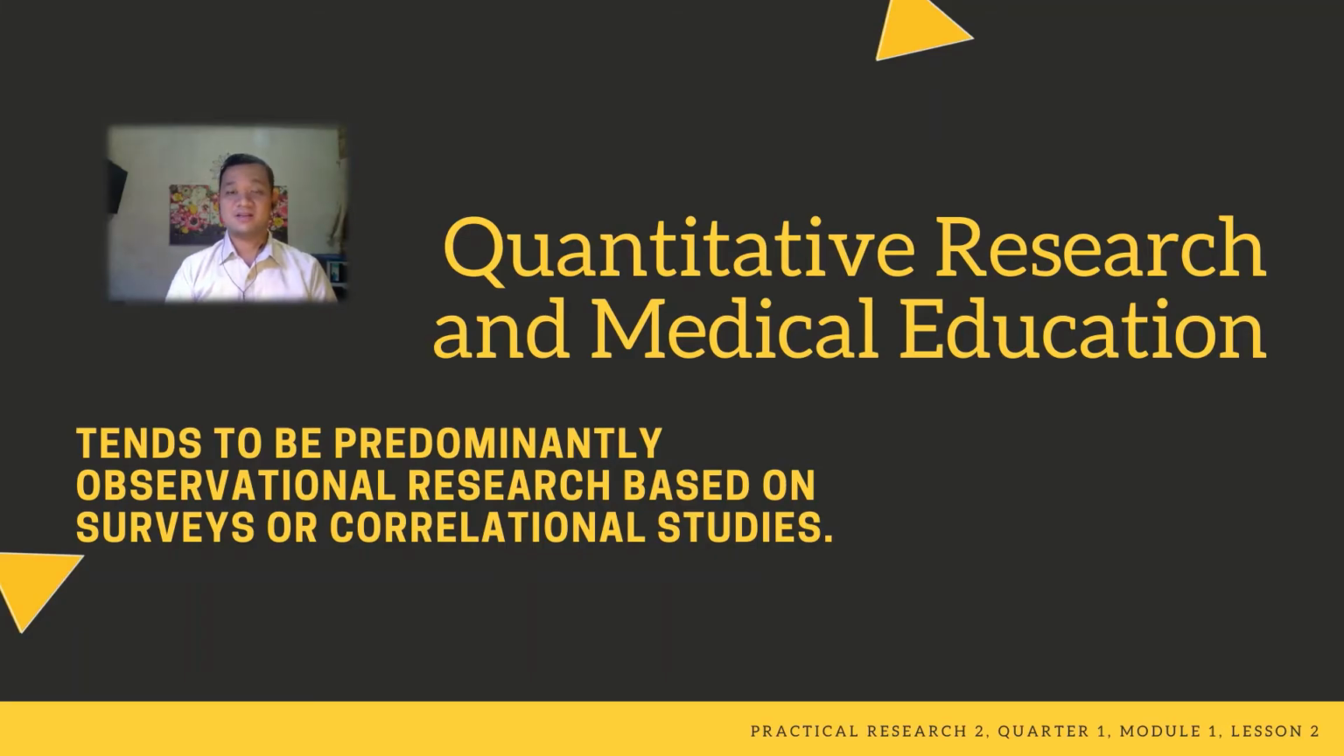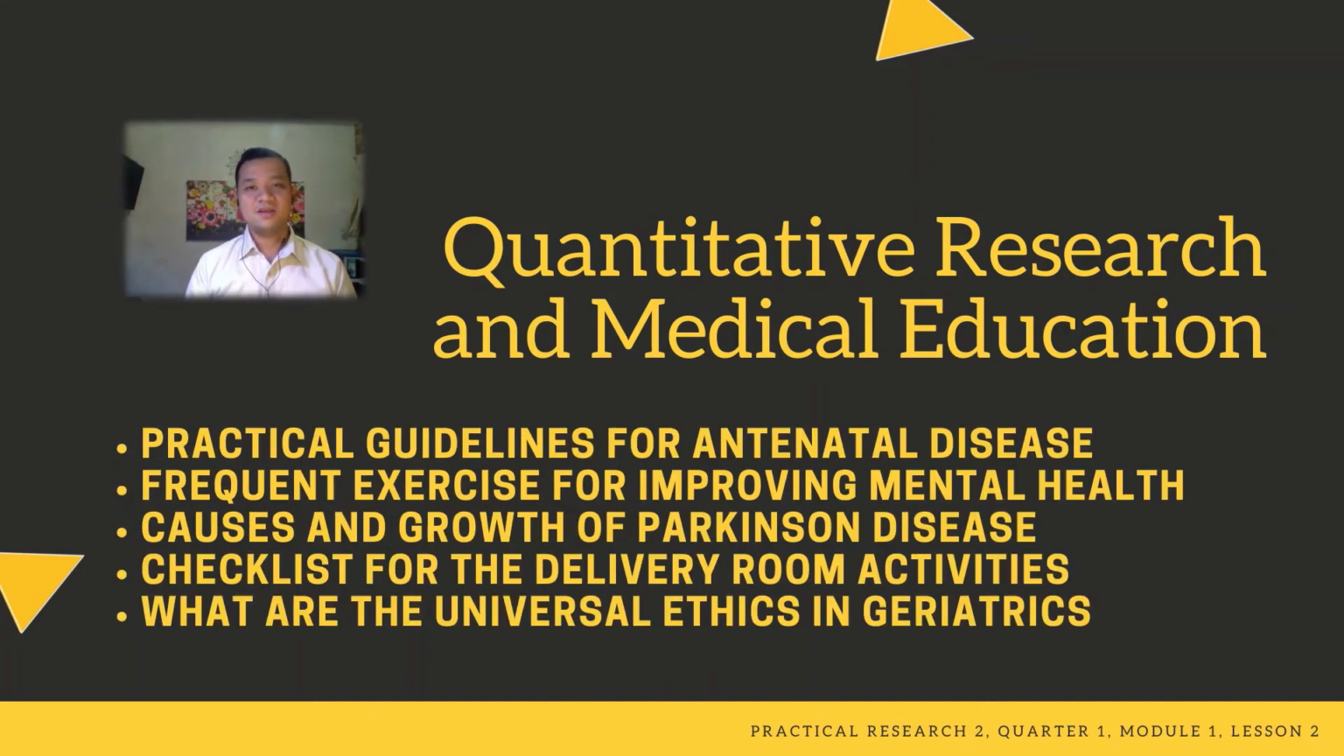In the field of medical education, quantitative research tends to be predominantly observational research based on surveys or correlational studies. Here are some examples of quantitative research in medical education. You can delve into practical guidelines for antenatal disease, frequent exercise for improving mental health, causes and growth of Parkinson's disease, checklist for the delivery room activities, or what are the universal ethics in geriatrics.